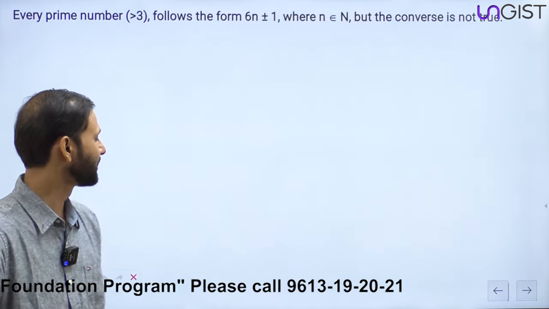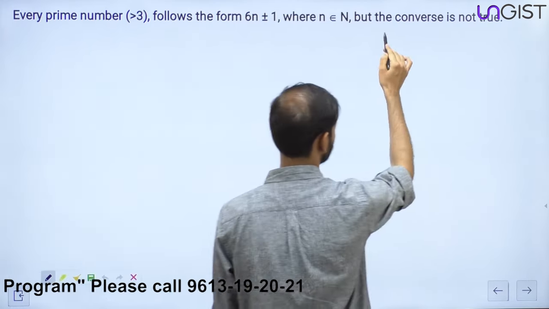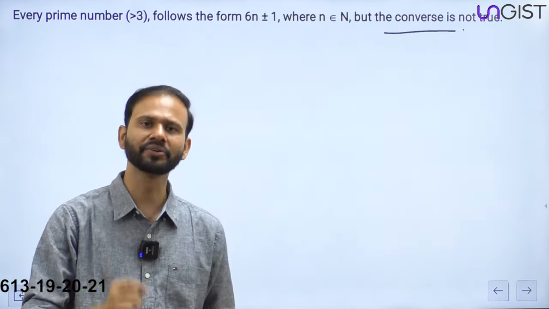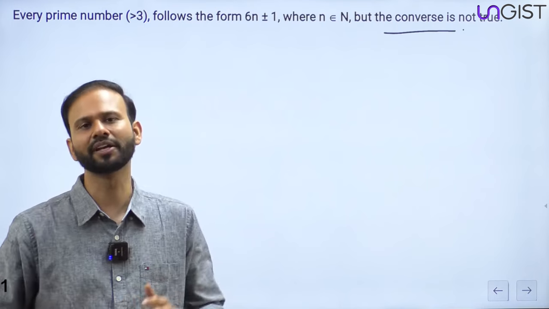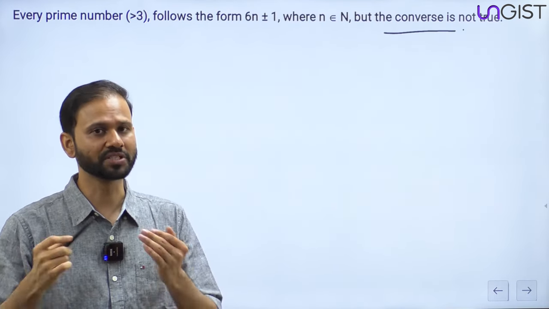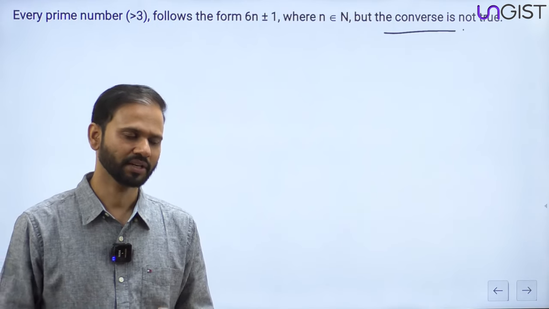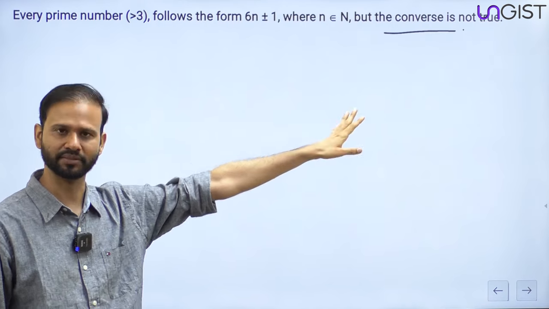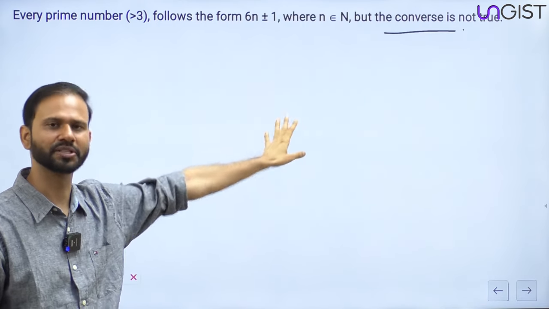Right? But the converse is not true. Okay everyone, any prime number which is greater than 3 can be expressed in the form of 6n plus minus 1, where n belongs to natural numbers, but the converse is not true. Right? Guys, I'll explain each and everything which is written. Please don't worry. Just note it down, please.